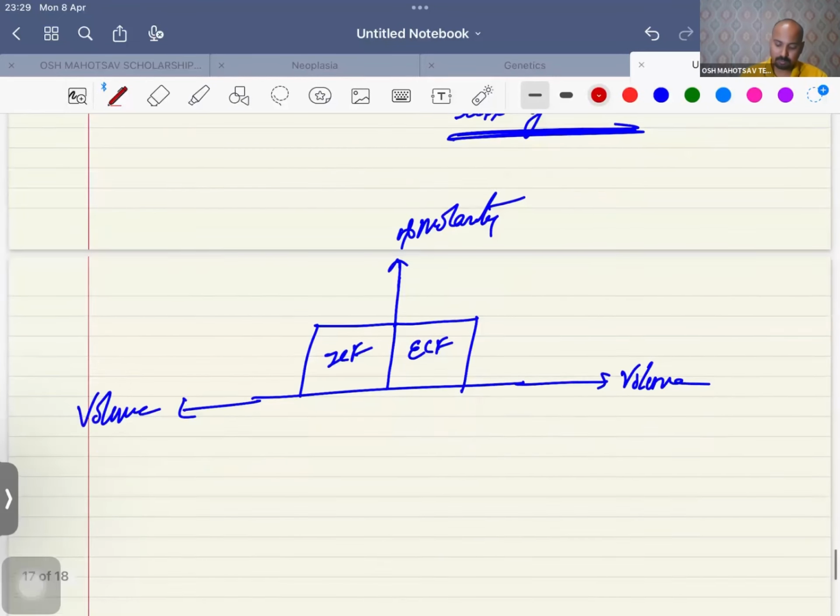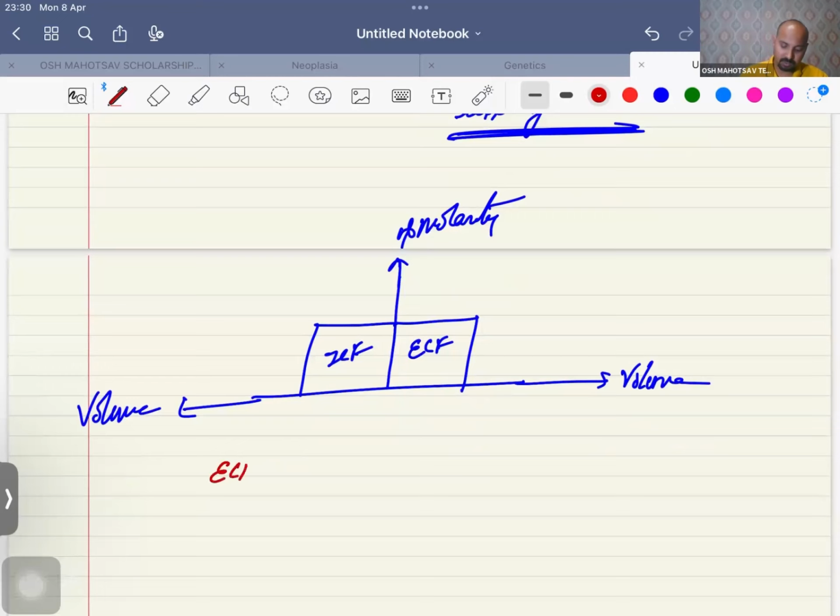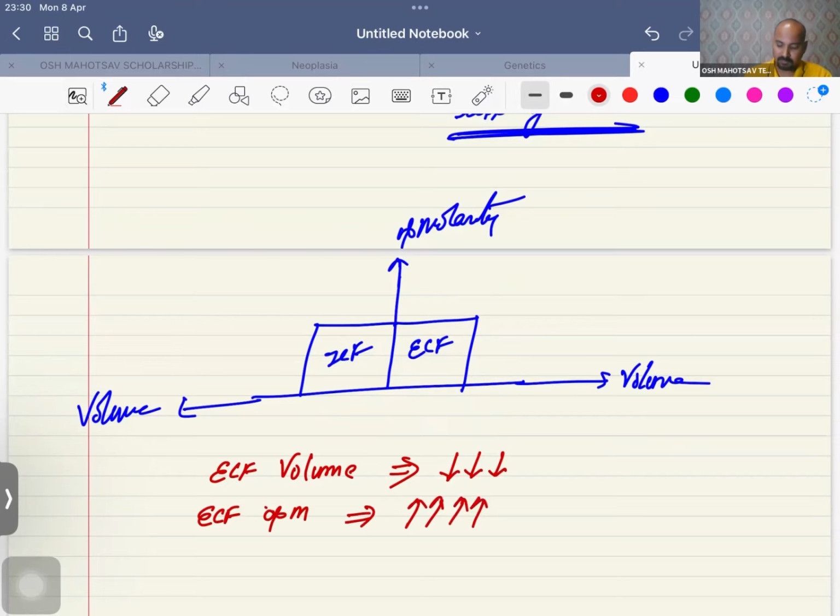We are removing water. So what will happen with ECF volume? We are removing hypotonic solvent, we are removing water, which means ECF volume will decrease, and we are removing less solute. So for ECF osmolarity, we are removing more water and less solute, so ECF osmolarity will increase.